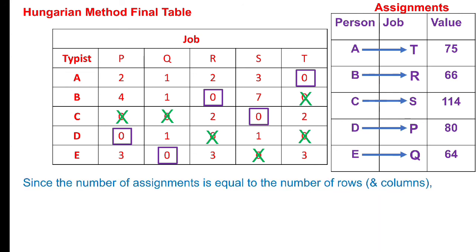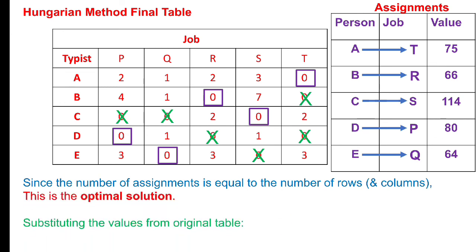Since the number of assignments is equal to the number of rows, the condition is satisfied, and we get an optimal solution. Then substituting the values from the original table, we get 75 plus 66 plus 114 plus 80 plus 64, equal to rupees 399. This is the minimum cost of the assignment problem. This is the way we need to find the solution of an assignment problem.